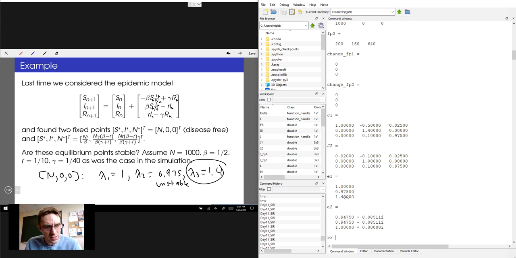That means that if the system starts exactly at the disease-free state, then, well, of course, you will stay there, right? If there's no infected people, you can't get sick. But if you start with just one infected person, you start slightly off of that disease-free state because it's unstable, the system is going to move away from the fixed point, and what you'll have is an outbreak. Okay? So for the second fixed point, I won't even bother to write out the formula since it's a little messy, but that's the endemic state.